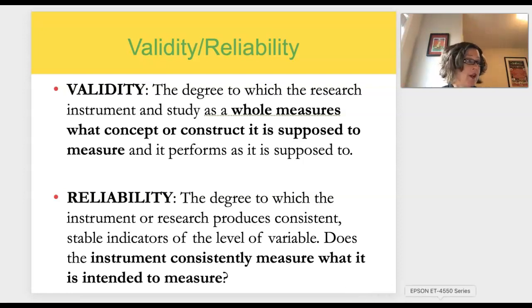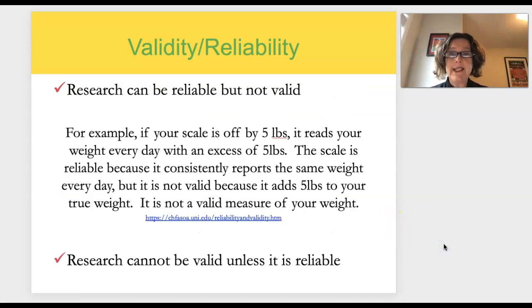Okay, and then reliability is the degree to which the instrument or research produces consistent, stable indicators of the level of their variable. So does the instrument consistently measure what it is intended to measure? If you have a survey and you send it out to 2,000 people, or you send it out in January, in March, in April, and you get pretty much consistent results, then it's reliable. Okay, but let's look at this.